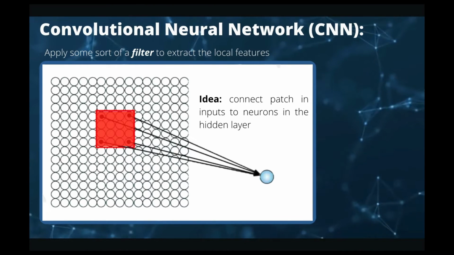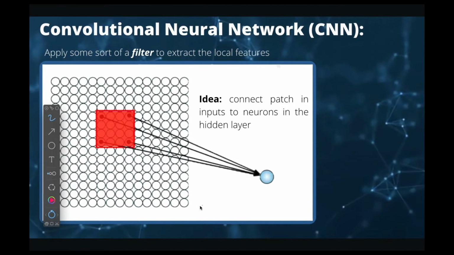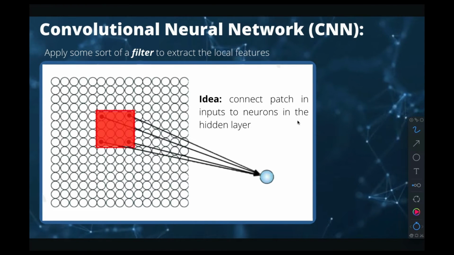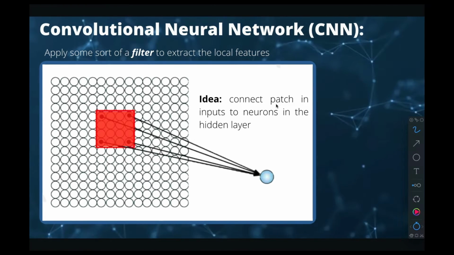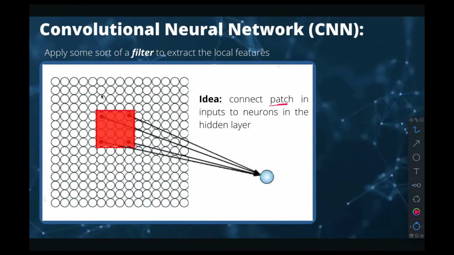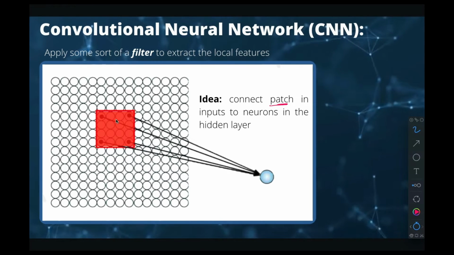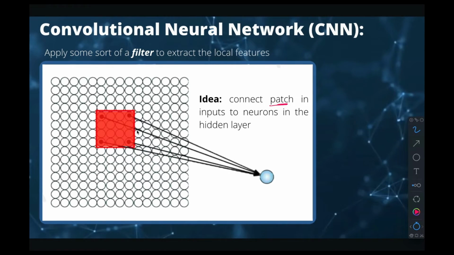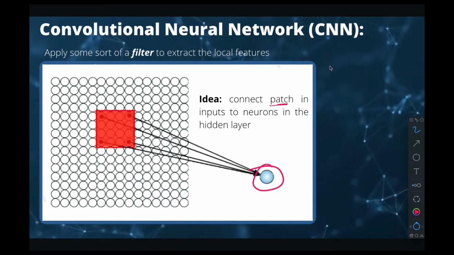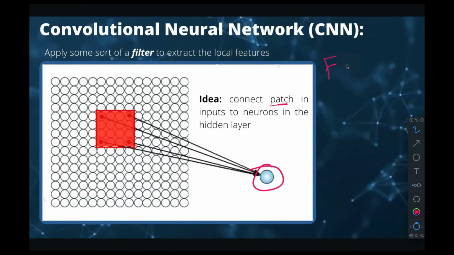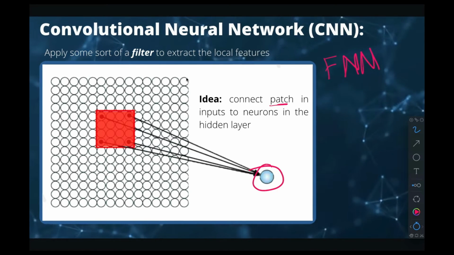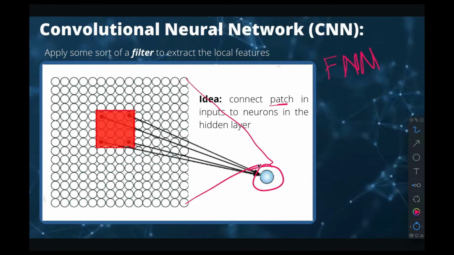We said that the main idea when it comes to convolutional neural networks, or ConvNets, is to connect patches. A certain patch of the image instead of the whole image. We want to connect just a certain patch of the image to one neuron, because traditionally in a fully connected neural network, we take all these pixels at once and feed them to just one neuron.